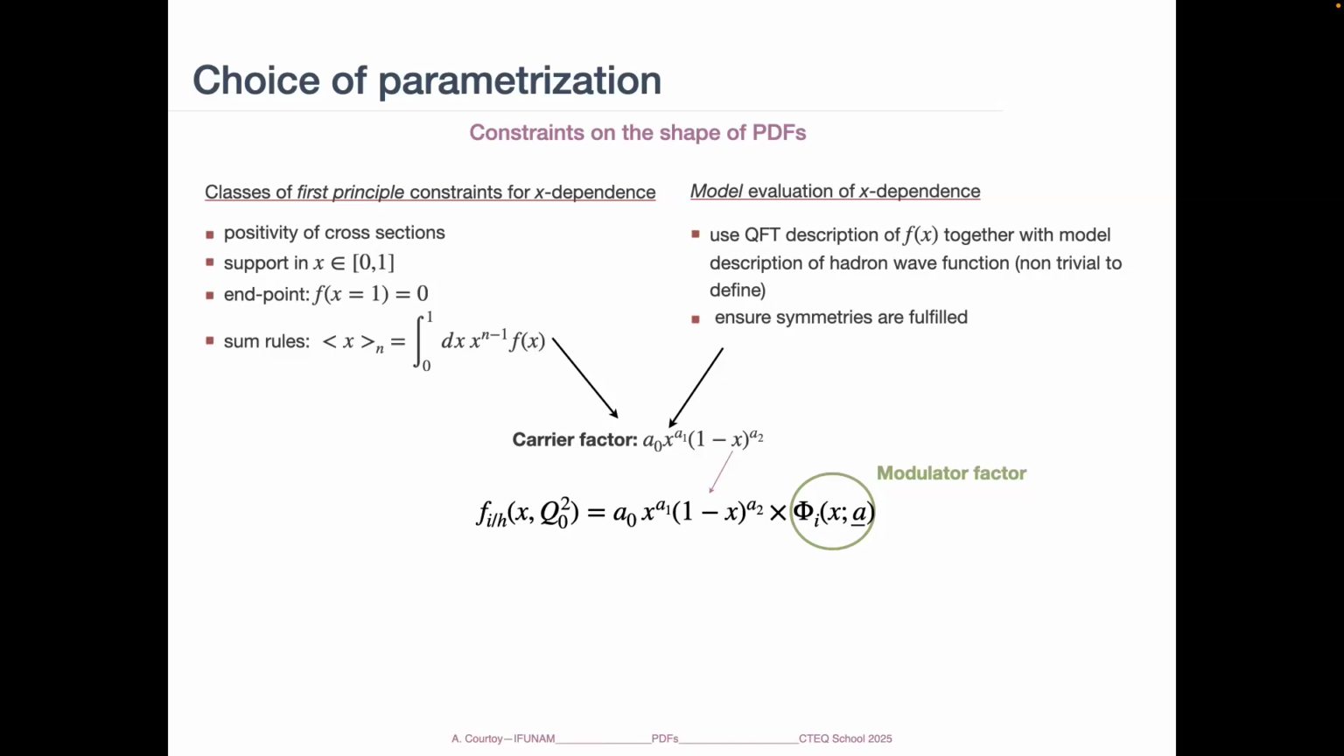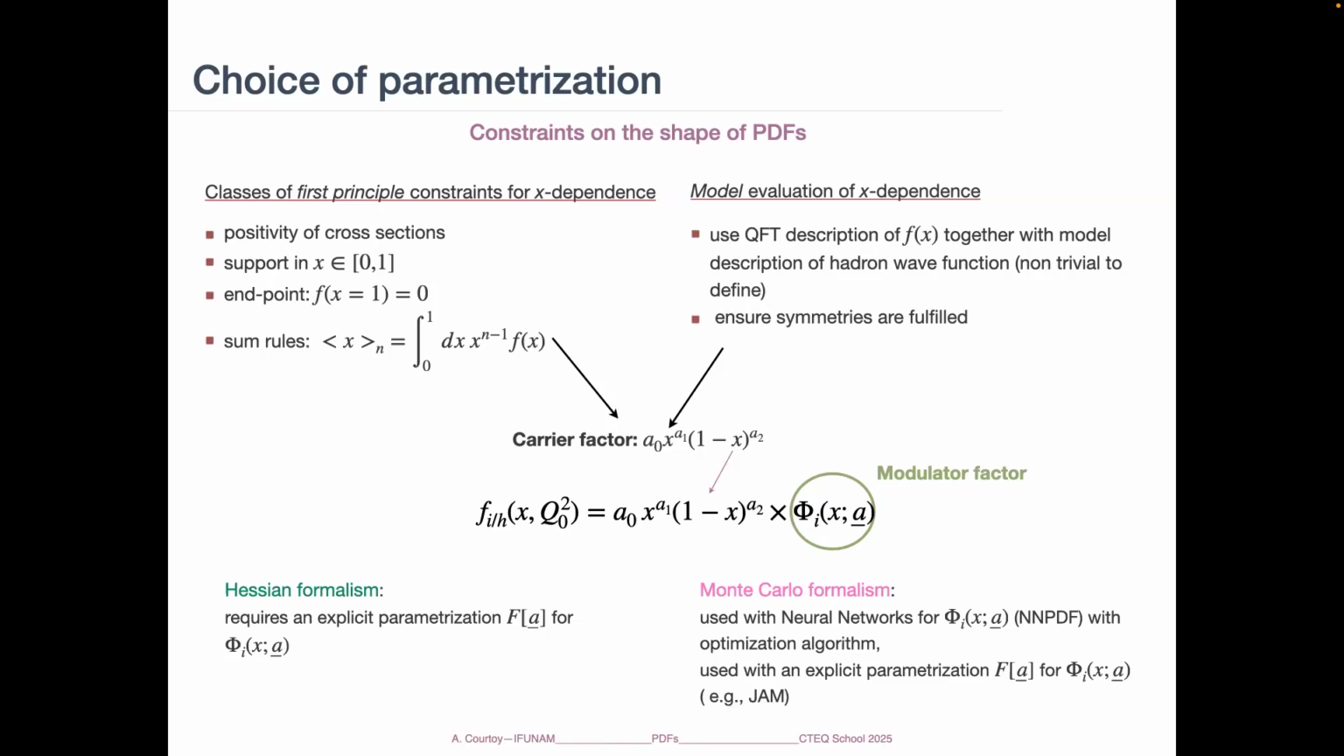So you need to, on top of that, multiply that shape by what you call the modulator factor, modulator function, okay? And that modulator is usually a polynomial or a neural network. Okay, so I think there are two different concepts. People usually associate Hessian formalism with the explicit parameterization of the polynomial here that we have, and the Monte Carlo with neural network. It's not always the case. So you could use Monte Carlo with fixed parameterization. There's no problem at all, right?